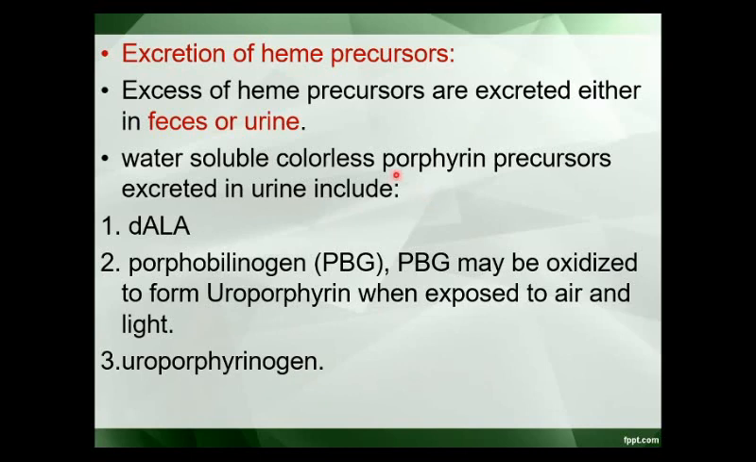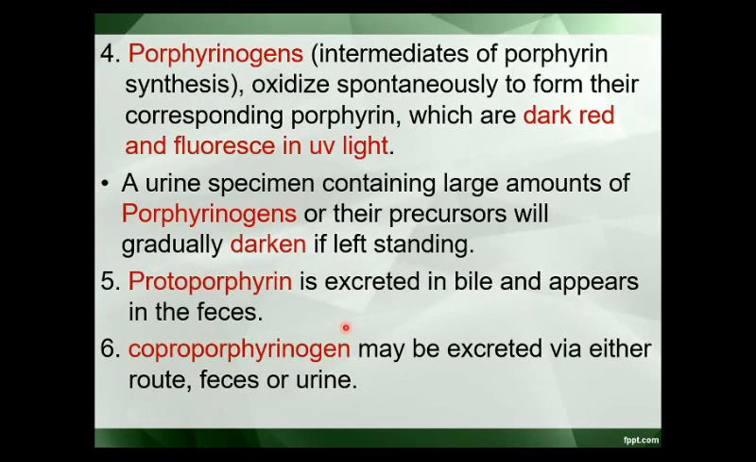Excretion of heme precursors. Excess heme precursors are excreted either in feces or urine. Water-soluble, colorless porphyrin precursors excreted in urine include delta-aminolevulinic acid and porphobilinogen. Porphobilinogen may be oxidized to form uroporphyrin when exposed to air and light. Uroporphyrinogen and porphyrinogen are intermediates of porphyrin synthesis, and the urine specimen may contain a large amount of porphyrinogen.